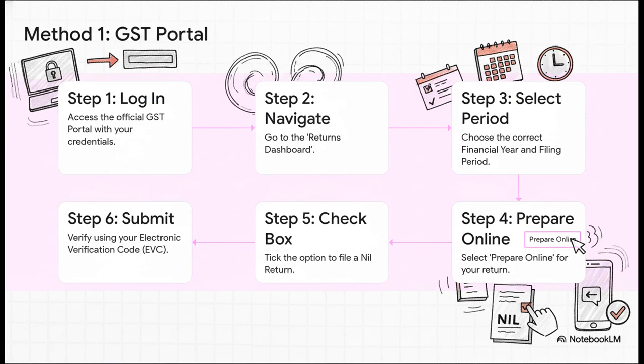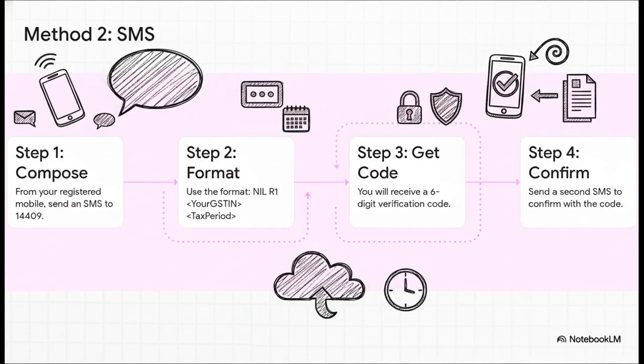Okay, method one is the one you'd expect, using the official GST portal. You just log in, head over to the returns dashboard, pick the right month and year, and click Prepare Online. The system literally gives you a little checkbox asking if you want to file a nil return. You tick that box, verify it with a code they send to your phone, and boom, you're done. We're talking a few clicks, tops. But get this, there's an even faster way. I'm not kidding. This just shows how simple they've tried to make it.